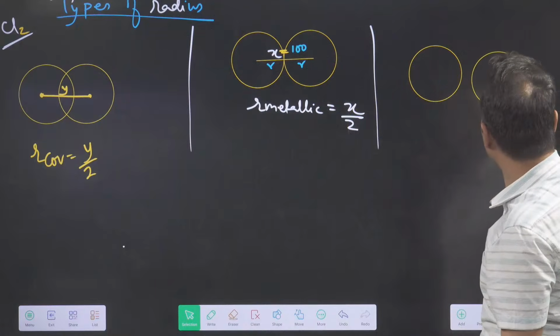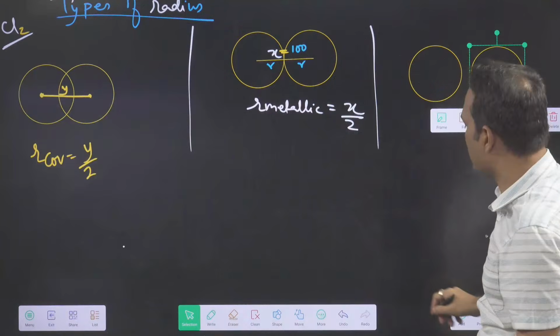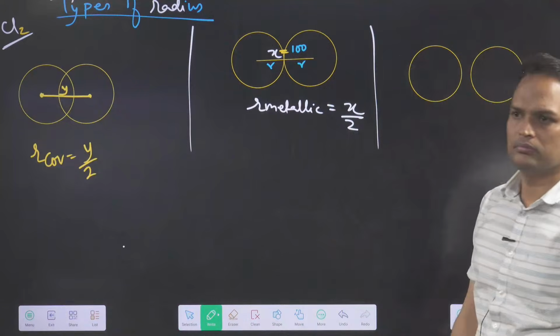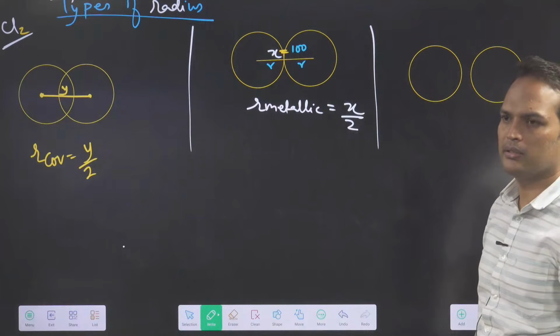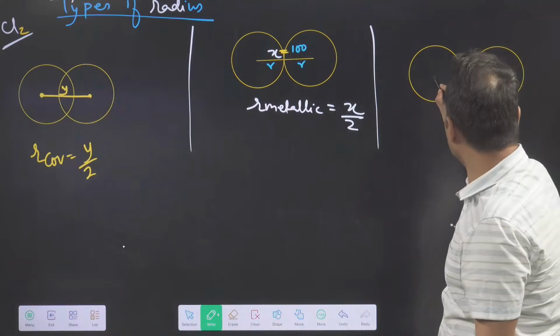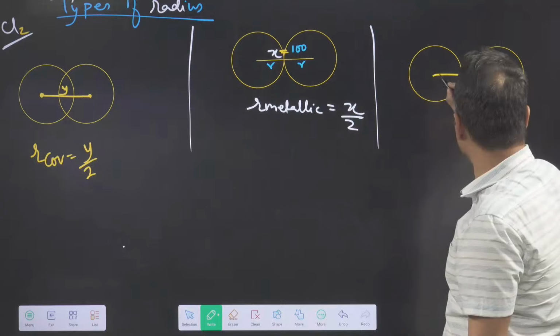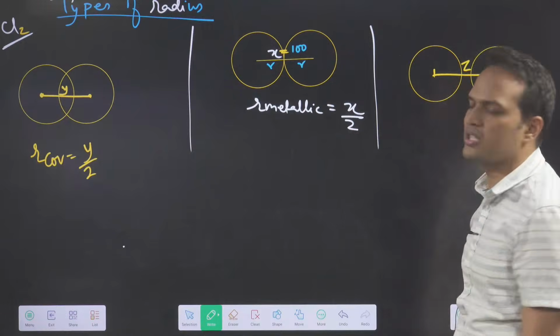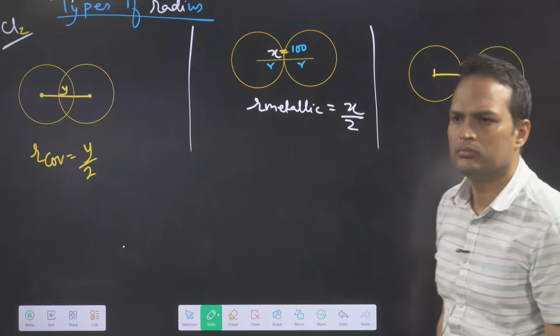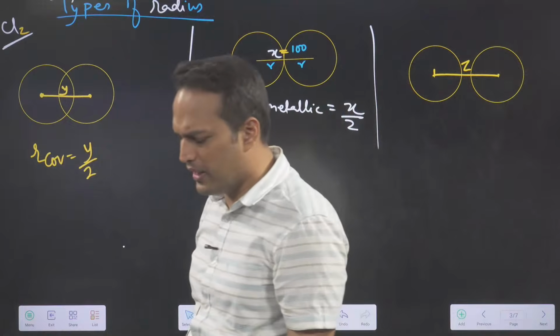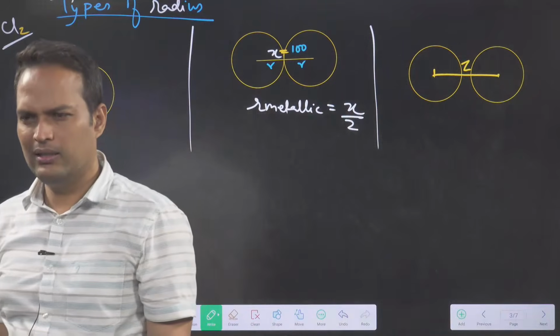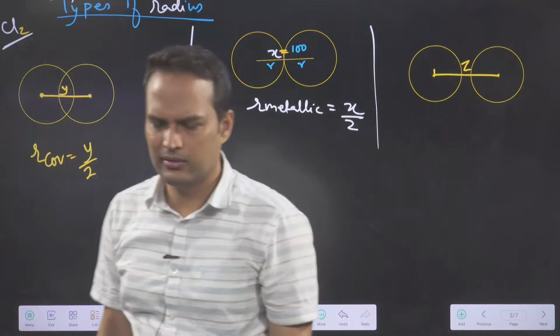Suppose these are the atoms. One helium atom, other helium atom. Like this. And now what we are calculating again is the internuclear distance. Suppose this internuclear distance is Z. Can you tell me what will be the value of Z? 100, less than 100, more than 100? Tell me.